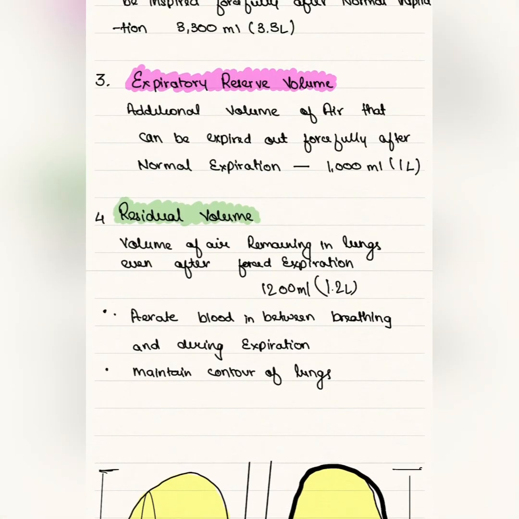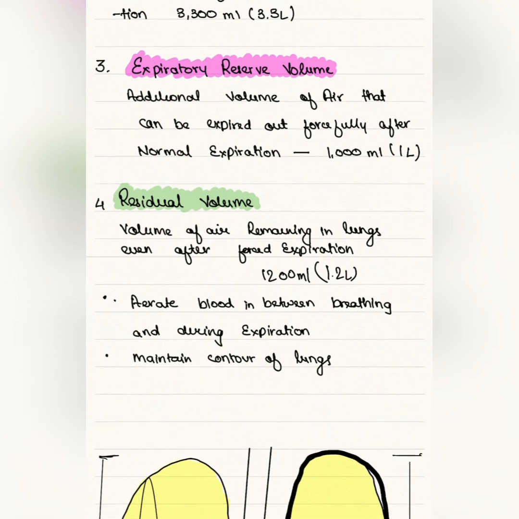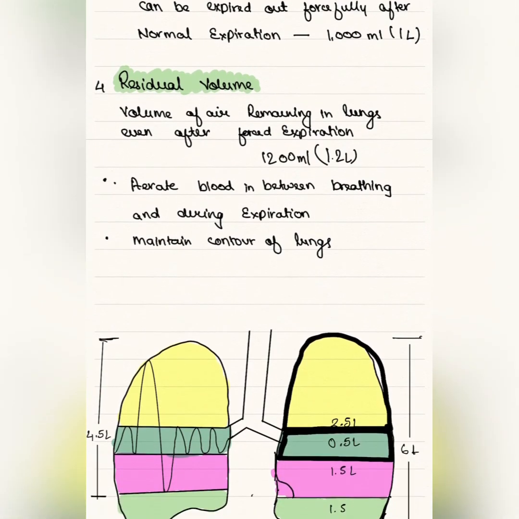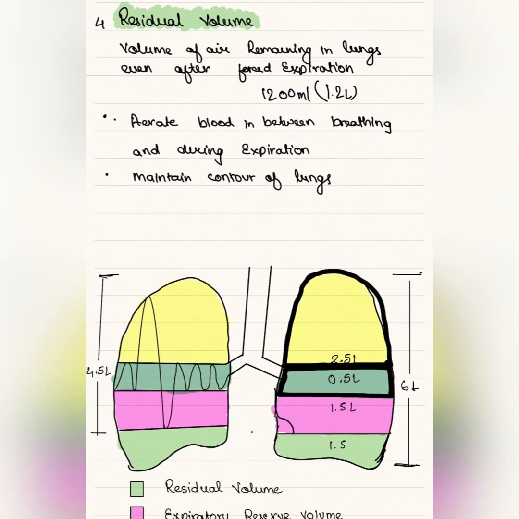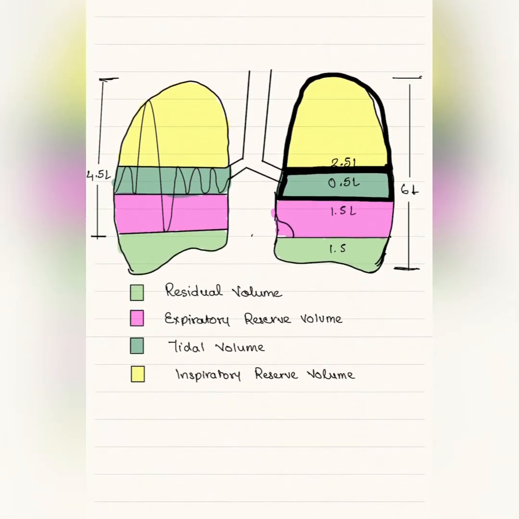After that, there is expiratory reserve volume. It is the additional volume of air that is expired forcefully after normal expiration. Means after quiet expiration, the amount of air which is removed forcefully, when a person makes extra effort for expiration, that amount of air is considered expiratory reserve volume. We can see the area in pink. I am darkening that area. That is expiratory reserve volume.